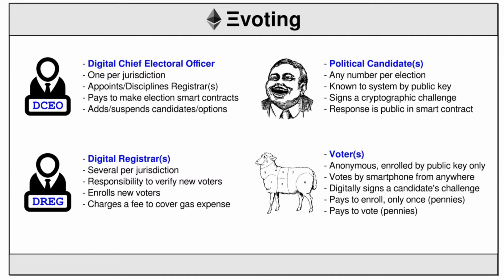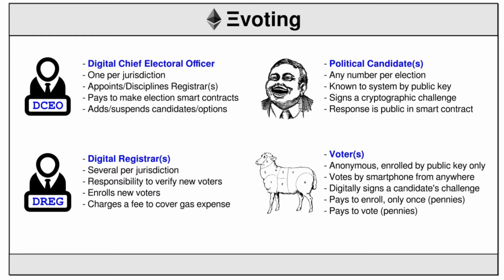Then at lower left we have a number of digital registrars. There would be any number per jurisdiction, perhaps one for every 10,000 voters, who knows. But they would have the responsibility to implement the voting requirements, so checking to make sure that someone is a citizen or otherwise eligible to vote. And they would be charging a fee for enrolling because it would cost them a few cents to enroll a voter, so they would pass along that few cents cost to the voter to complete the enrollment process.